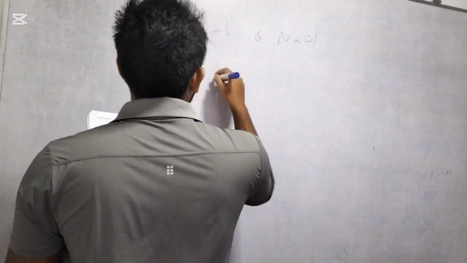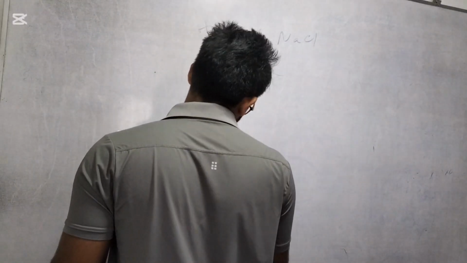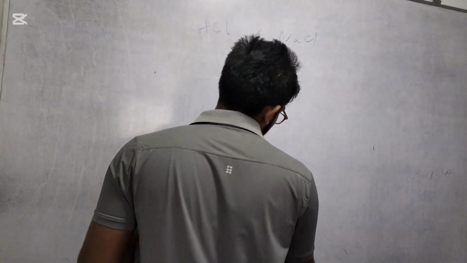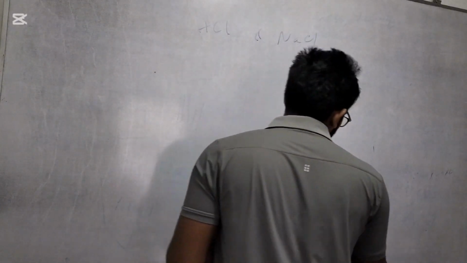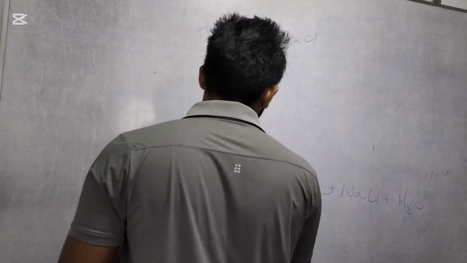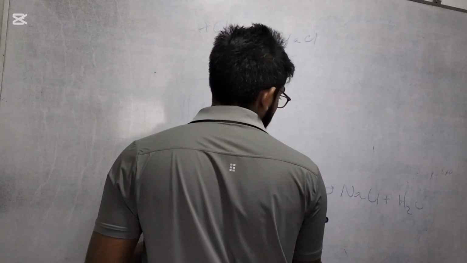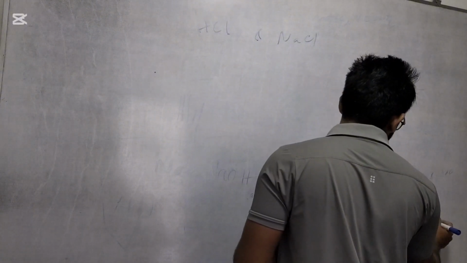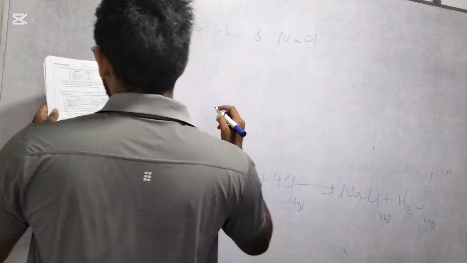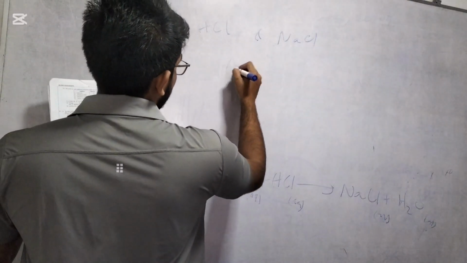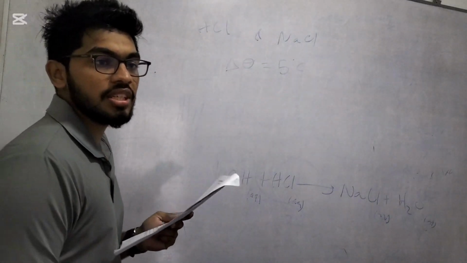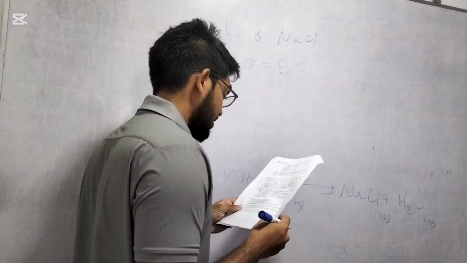Sodium hydroxide will react with HCl to produce sodium chloride plus water. These are aqueous, and water is liquid. They say that the temperature rose up to 5 degrees Celsius, so delta theta is 5 degrees Celsius. The change in temperature is 5 degrees Celsius.